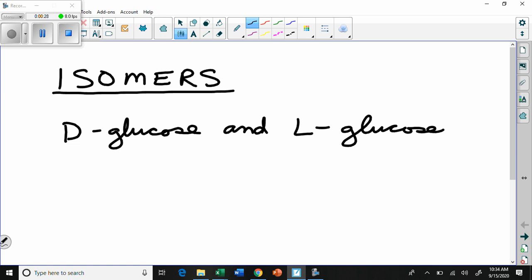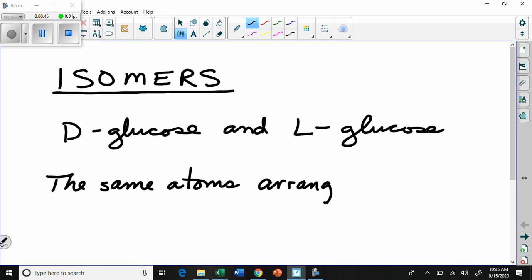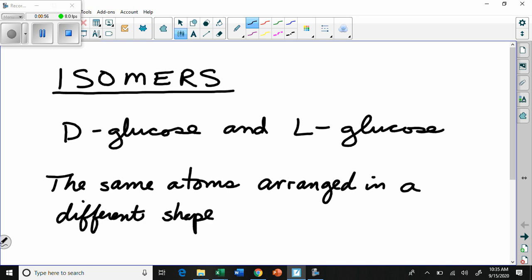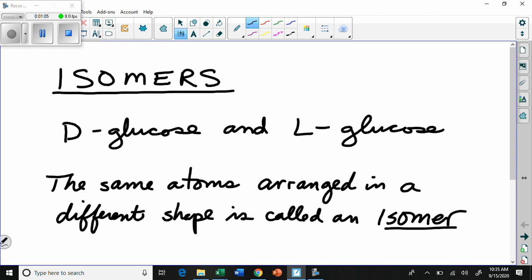Okay. So an isomer is simply the same atoms arranged in a different way. The same atoms arranged in a different shape. It's called an isomer. And there can be many isomers for a particular group of atoms.